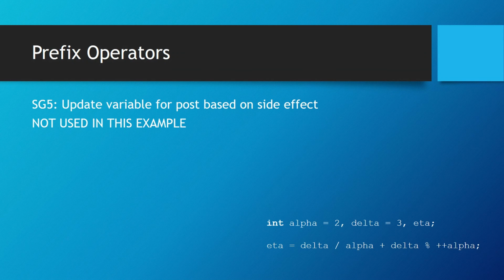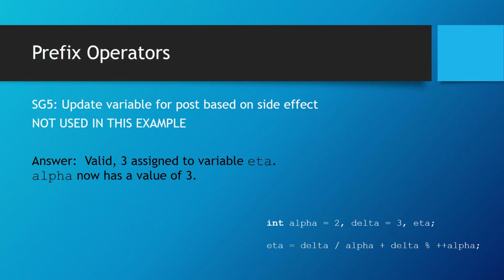Subgoal 5 is not used in this example. The statement is valid. The value 3 is assigned to the variable eta. And as a side effect, alpha now has a value of 3.